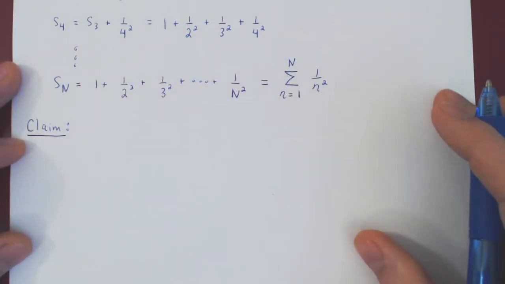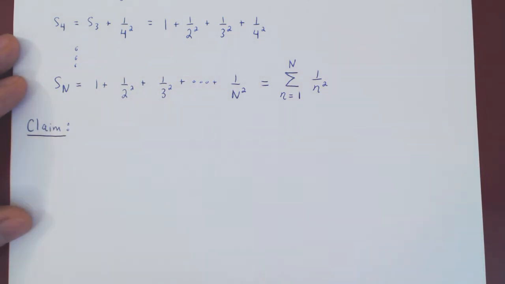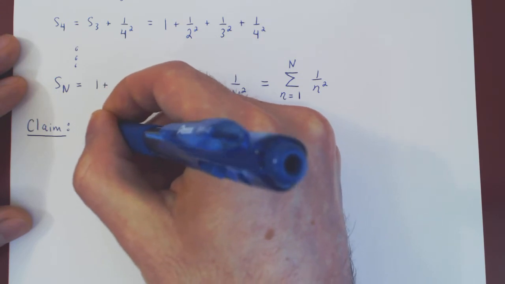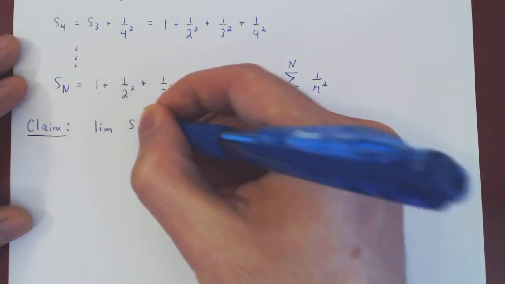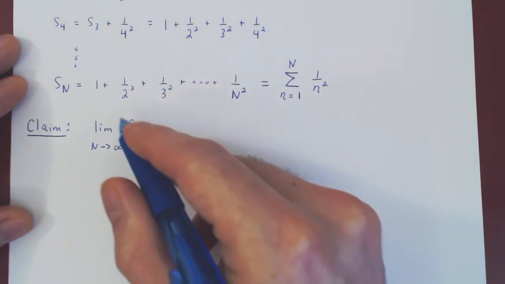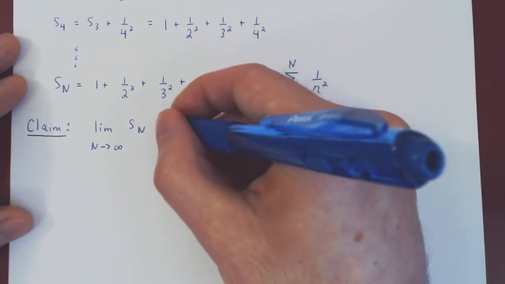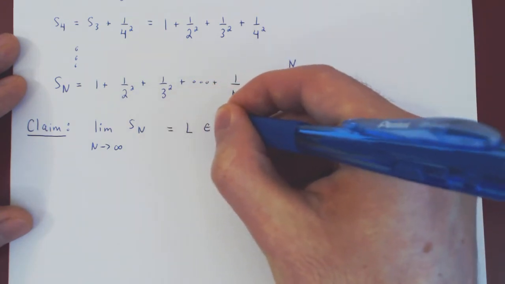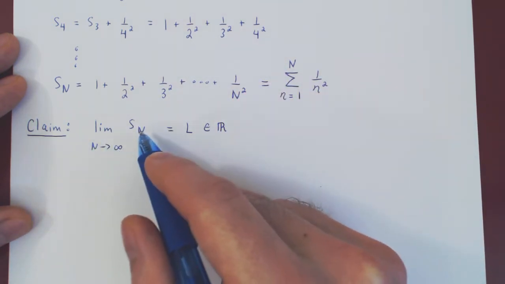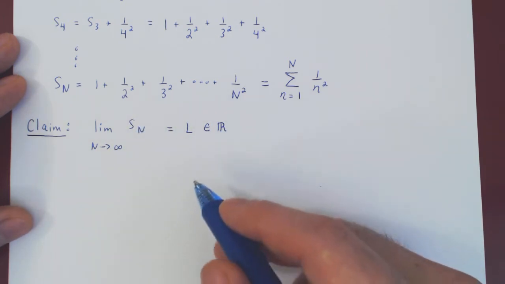And here's something interesting that will come up. Well, a sequence converges if the limit of the sequence is a real number. So the limit of the nth term of our sequence, as n goes to infinity, exists. So that this is a real number. We'll call this, say, L for limit. The limit of our sequence as n goes to infinity exists, and it's some real number. That's the claim. So the sequence does converge.